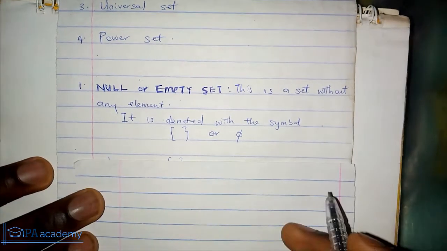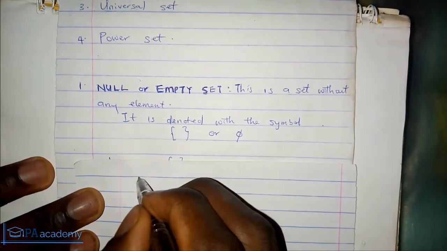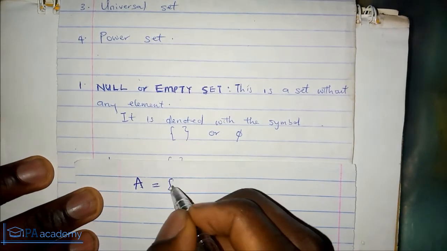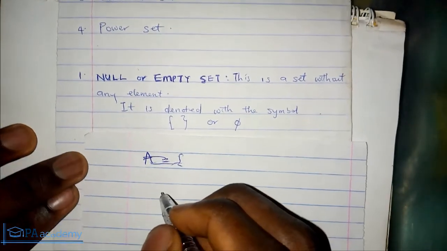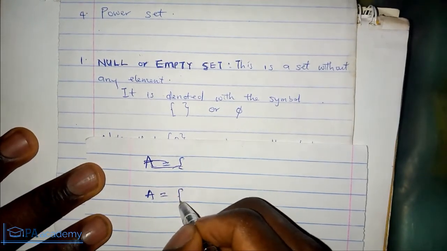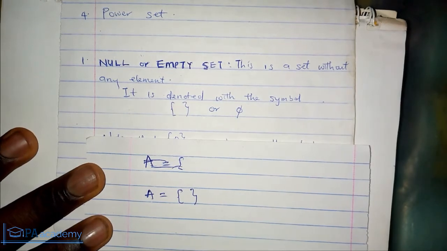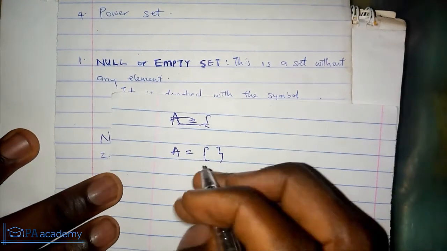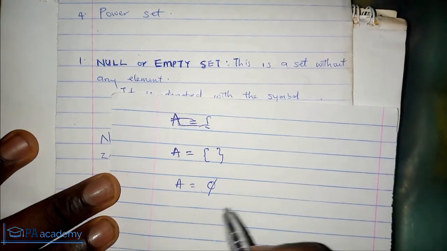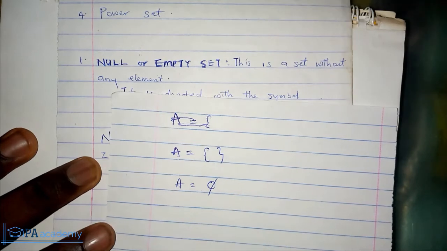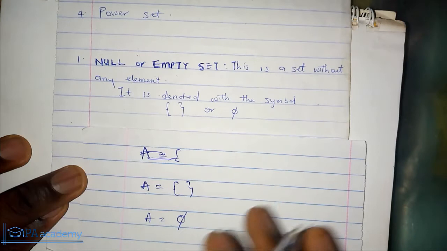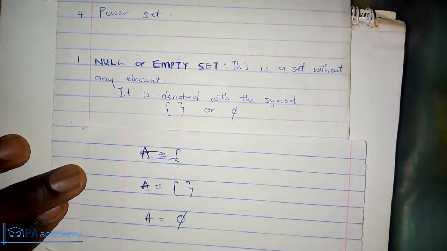Let me write it out. When you have an empty set, let's say a set A. If set A is an empty set, we just write it as there is no element inside. So that means it is an empty set. Or we can also represent it with this symbol: just 0 and then you cross over it with a forward slash. So that is what an empty set is, a set without any elements.